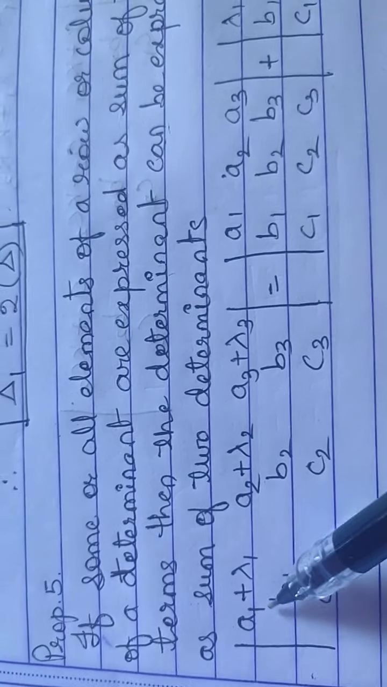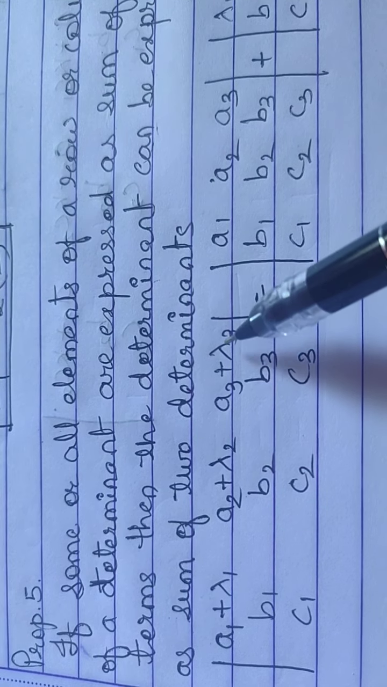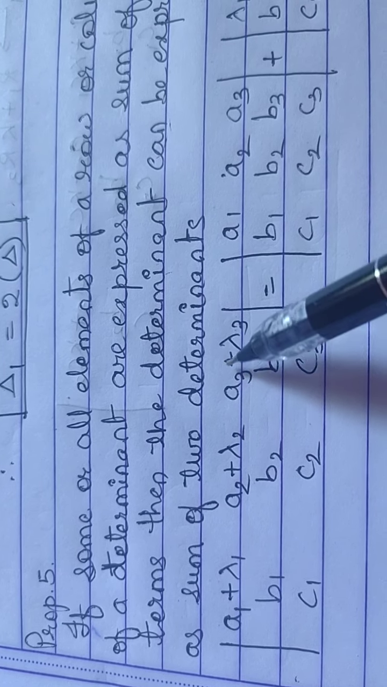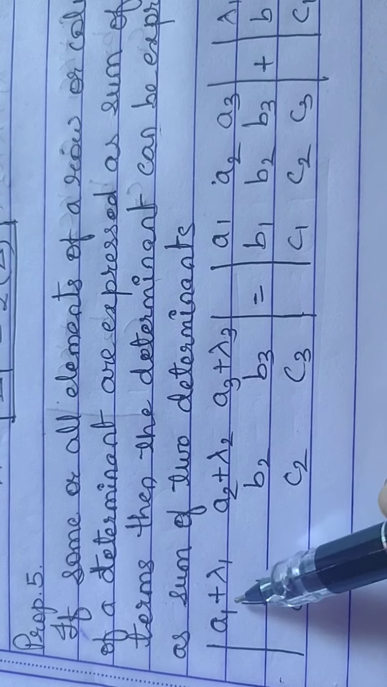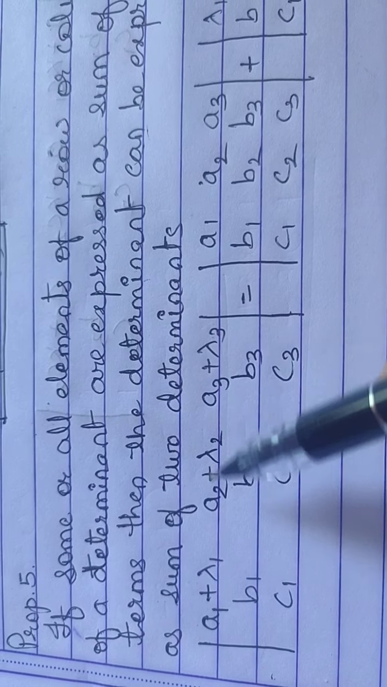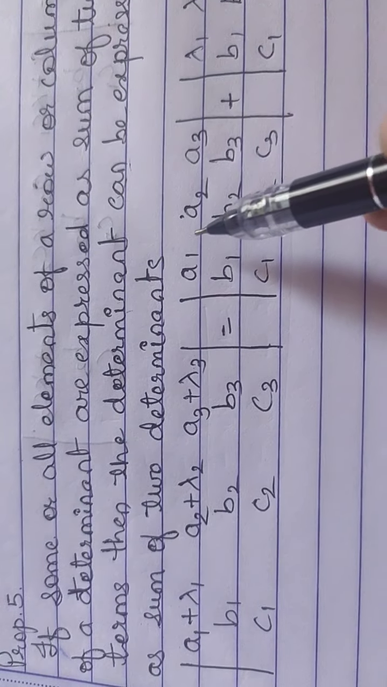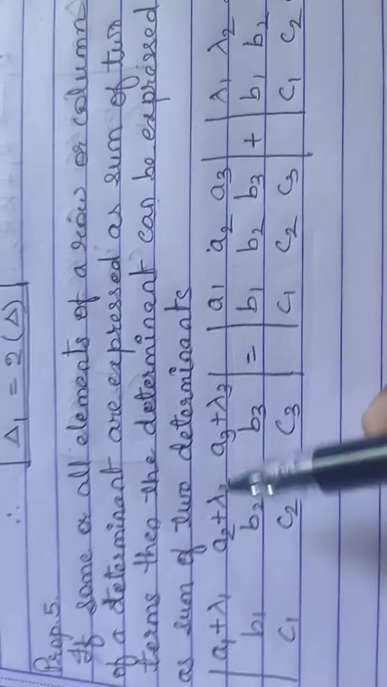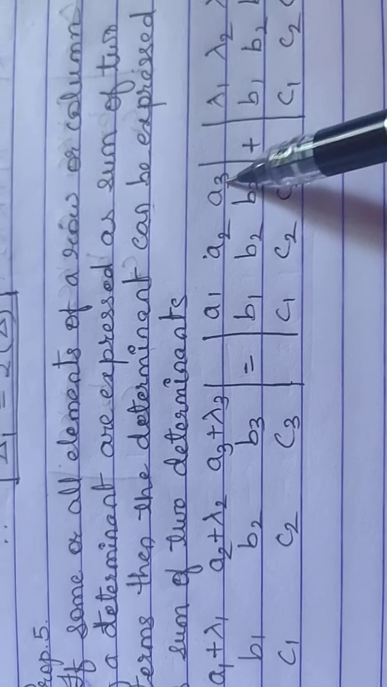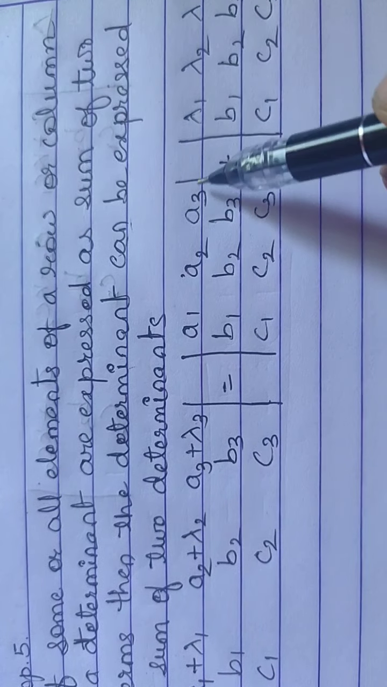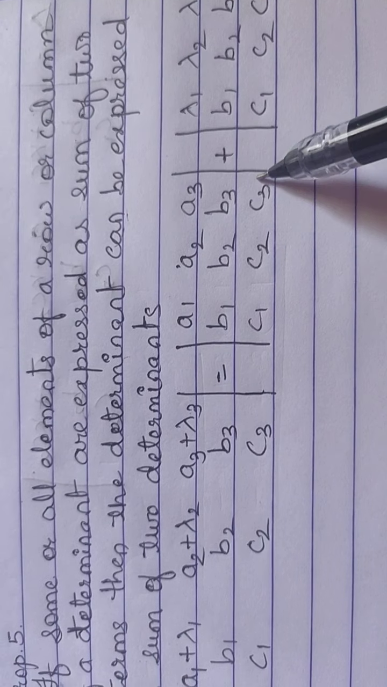This is, if the determinant is a1 plus lambda 1, a2 plus lambda 2, a3 plus lambda 3. Means these elements of the first row, they can be expressed as the sum of the addition of the two terms. So we can separate this determinant into two determinants, and in the first determinant the first row will be a1, a2, a3. Write the second row, third row as it is, b1, b2, b3, c1, c2, c3.